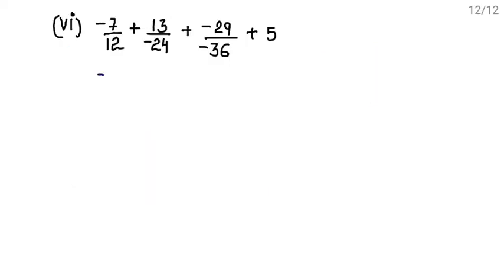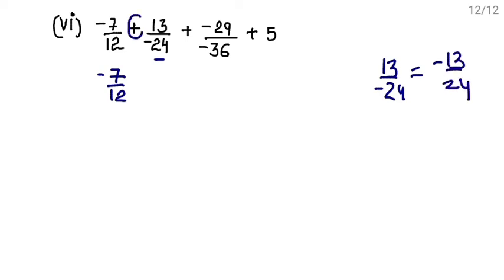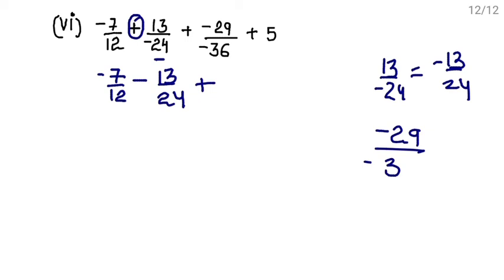Next question, fourth part. This is minus 7 upon 12. Next is 13 upon minus 24. If you write 13 upon minus 24 as minus 13 upon 24, here outside the bracket there will be a plus sign. So this will be minus 13 upon 24, right? Plus minus 29 upon minus 36. Minus minus will be cancelled out. So this is equal to 29 upon 36.